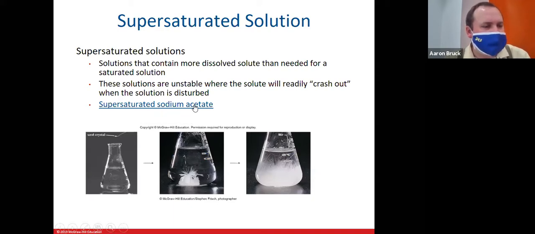Good example of this is with sodium acetate. I'll show you a video of that right here.